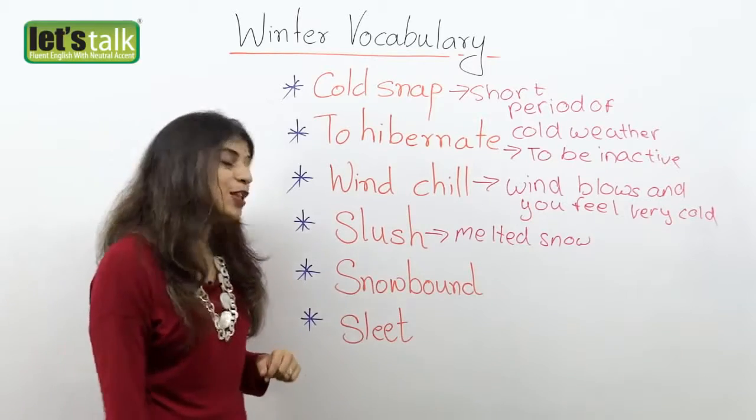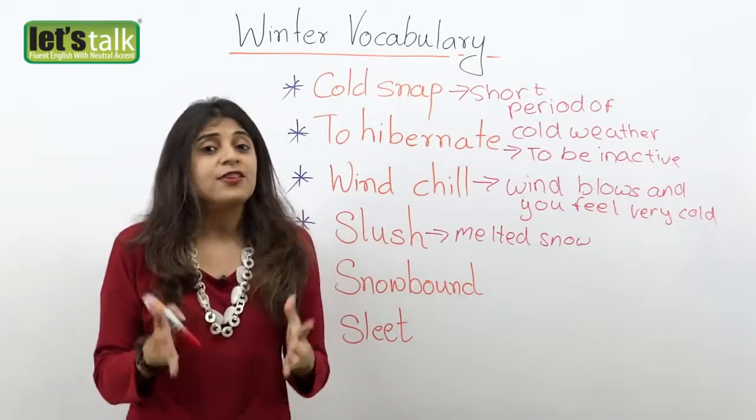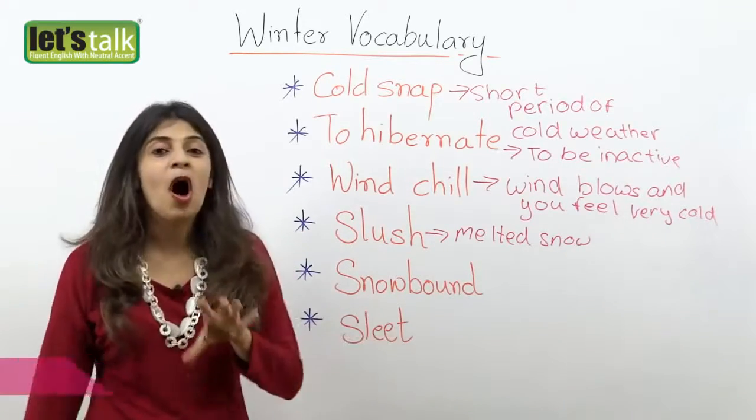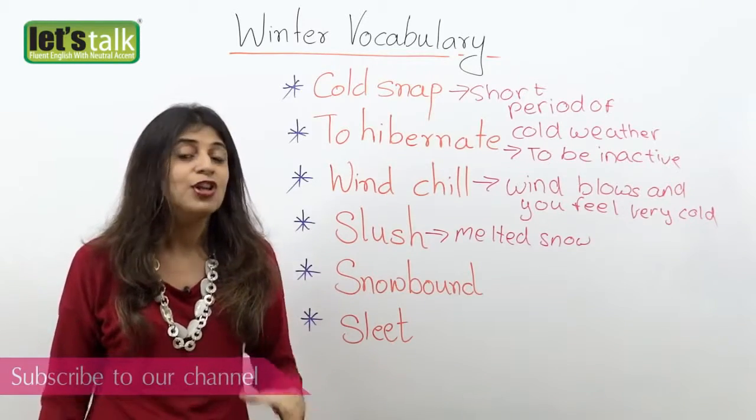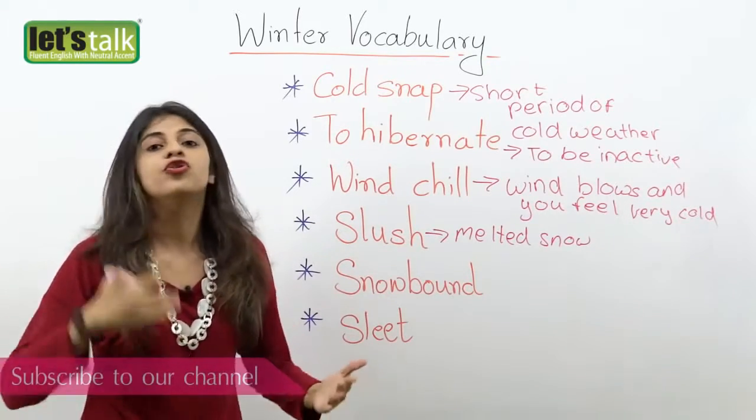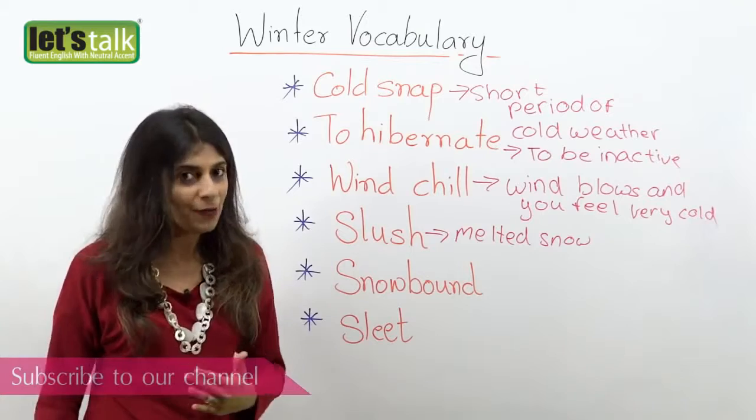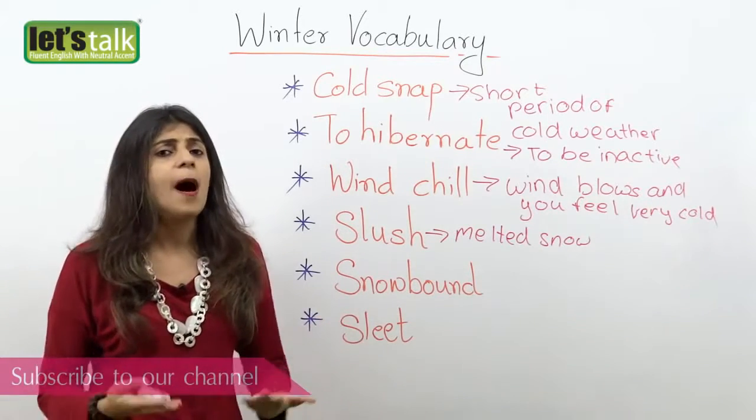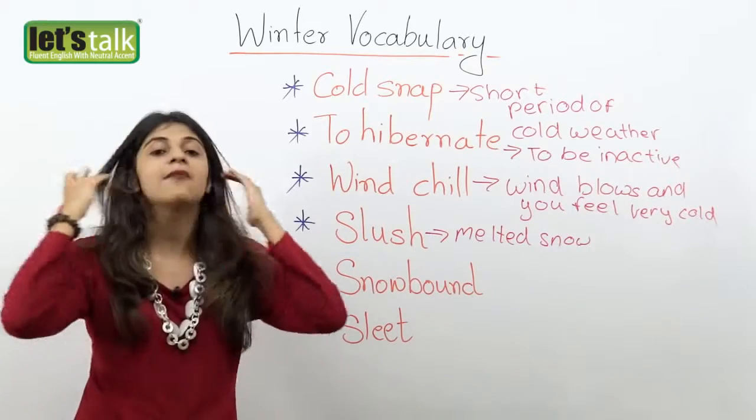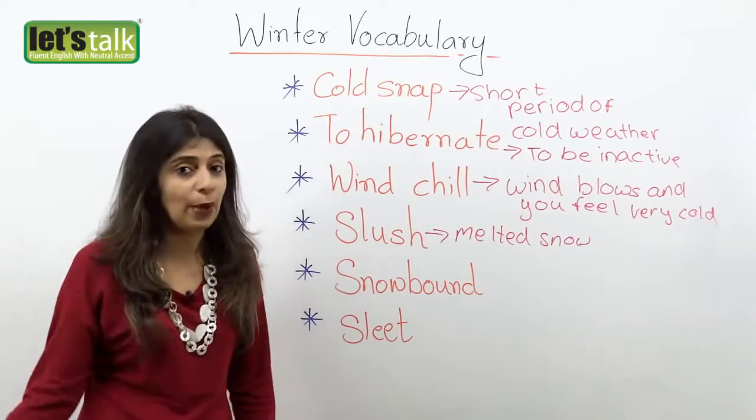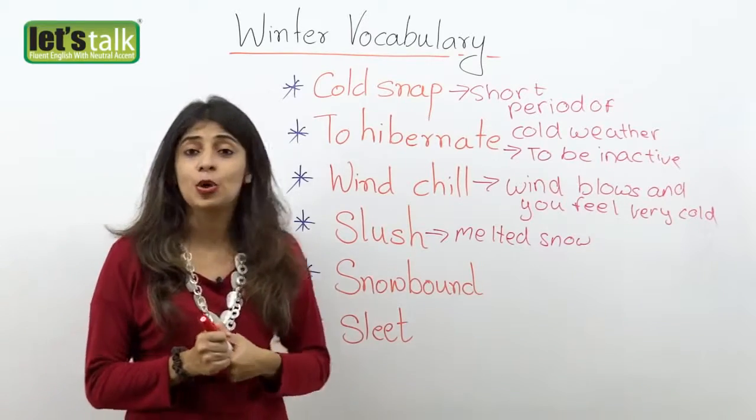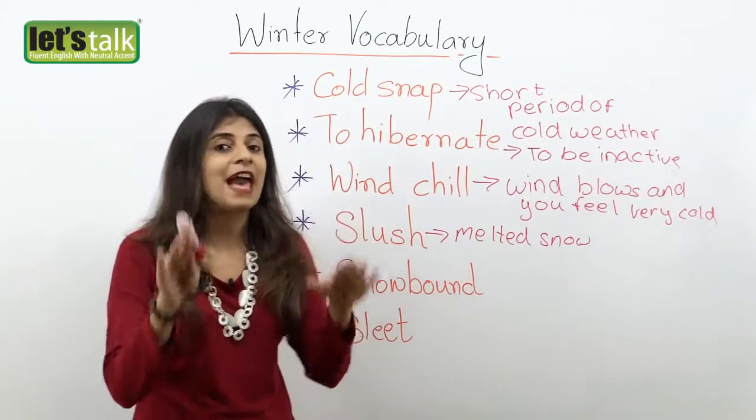The next one is snowbound. When there's heavy snow outside your house, on the roadway, and it's impossible for you to travel, it means that you are snowbound. Because of heavy snow, you really cannot step out of the house. So for example, all flights were cancelled because of snowbound. Which means that there was heavy snow on the road or on the runway, and that's why the flights were cancelled. So snowbound is when you cannot travel because of heavy snow.